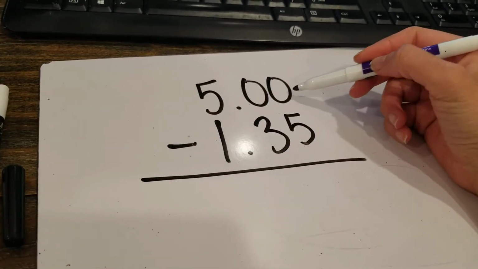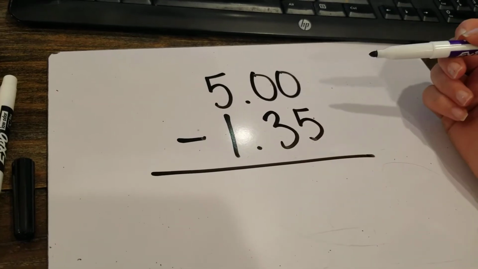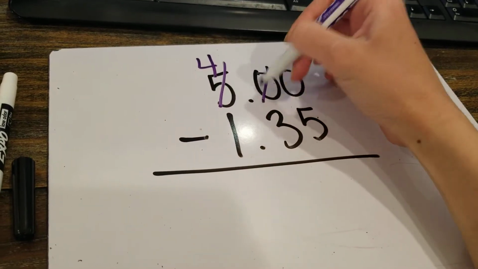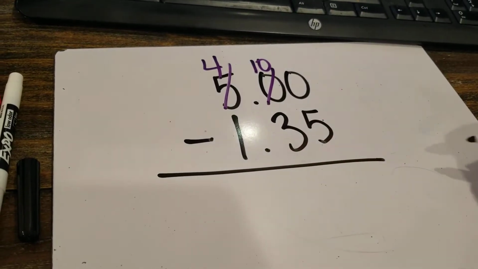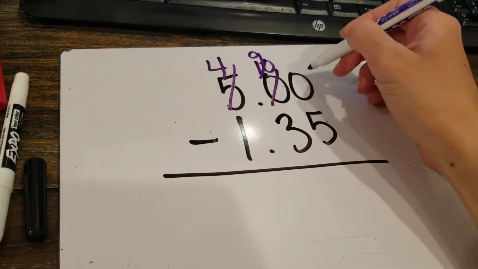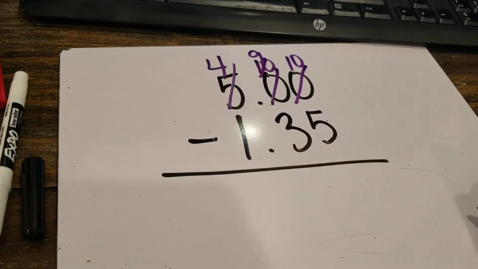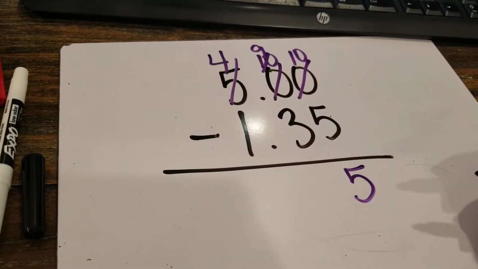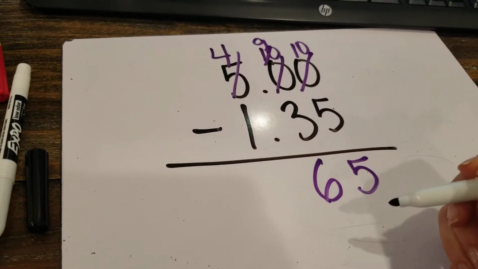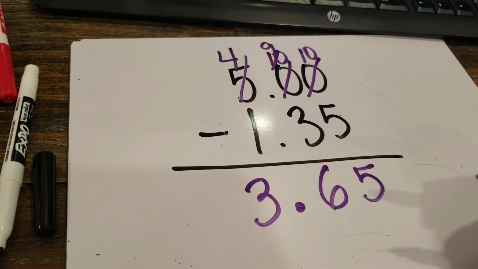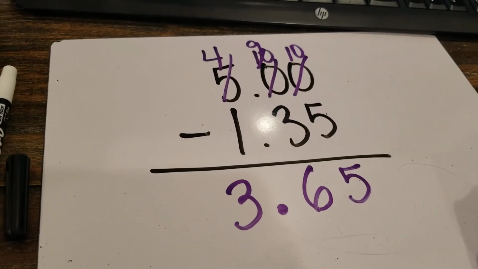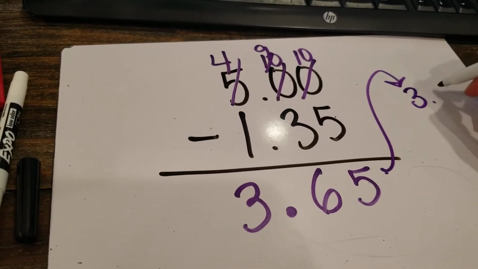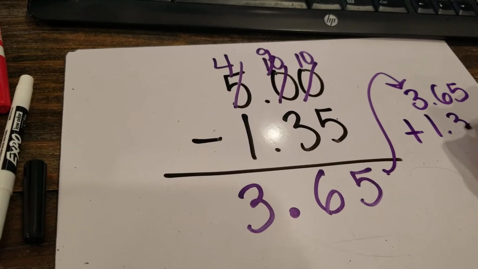I know you've done this in the younger grades, but 5 minus 0 I can't do. I don't have any tenths, so I go to my 1. My 5 ones becomes 4 ones. This becomes 10 tenths, and then becomes 9 tenths, and then this becomes 10 hundredths. 10 minus 5 is 5, 9 minus 3 is 6, 4 minus 1 is 3. So there I have 3 and 65 hundredths. Of course, if I wanted to check my work, I can add 3 and 65 hundredths plus 1 and 35 hundredths.